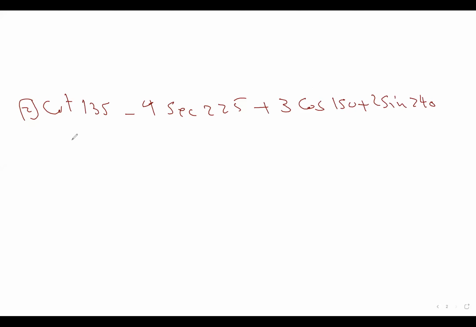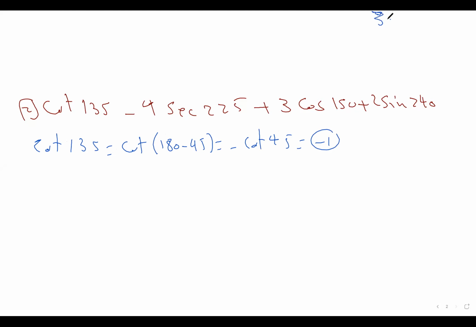Cotan 135. In which quadrant? Second quadrant. So cotan in the second quadrant is negative. It will be cotan of 180 minus 45, which is negative cotan 45, which is negative 1.